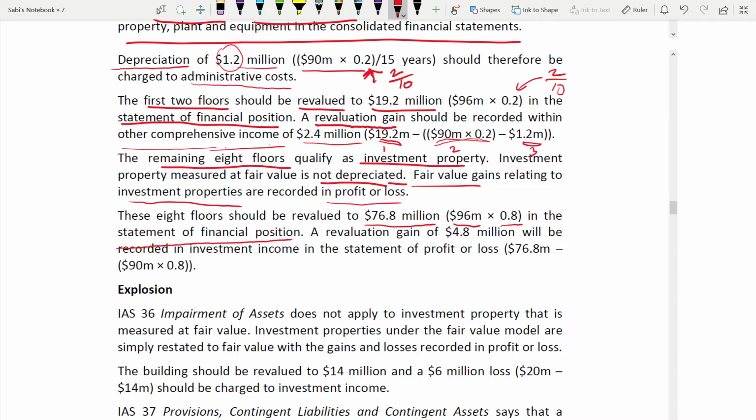Two things you have to calculate. One is the revalued amount, second is the revaluation gain. Third thing, where will that gain go? How did you calculate the gain, and where will it be recorded? The gain goes to the statement of profit or loss only, but it will be recorded as an investment income. Please understand, you also have to mention whether it is income or expense. This is an investment income.